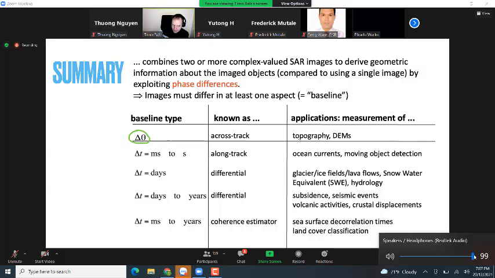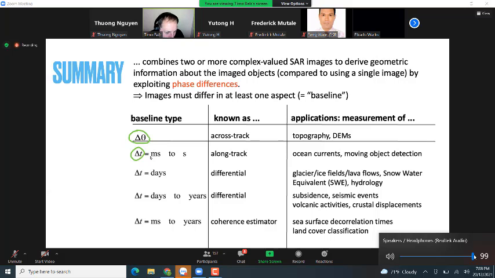Okay, so we're interested in differences in the angle. These differences in the angle for different topography will lead to phase differences. Based on the topography, we can use these to get DEMs. Okay, and the other ones, you see, the other ones are delta T. We're looking at time differences.